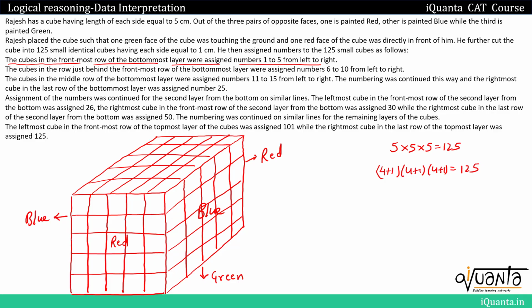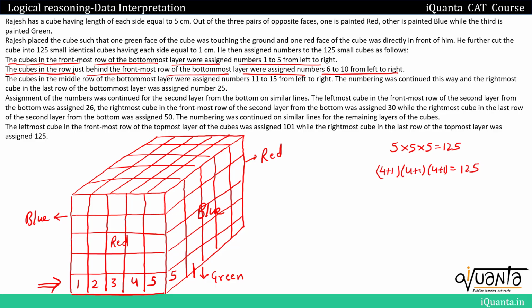The cubes in the frontmost row of the bottommost layer were assigned numbers 1 to 5 from left to right. So this is the bottommost layer that we have. We'll be numbering the cubes from 1, 2, 3, 4, 5 in this manner. Then after that the cubes in the row just behind the frontmost row of the bottommost layer were assigned numbers 6 to 10 from left to right. So that means we'll have number 5 on this cube also. This is the same cube.